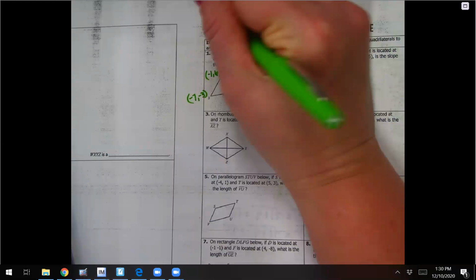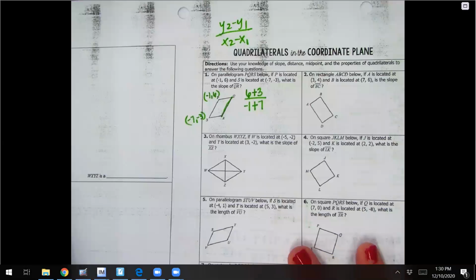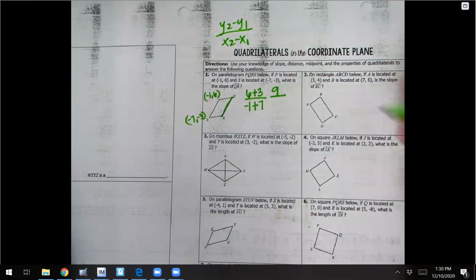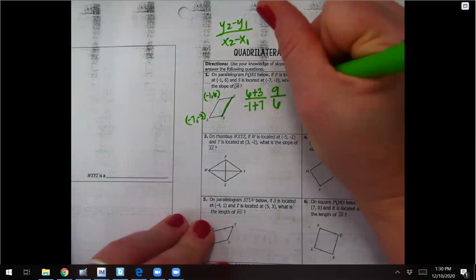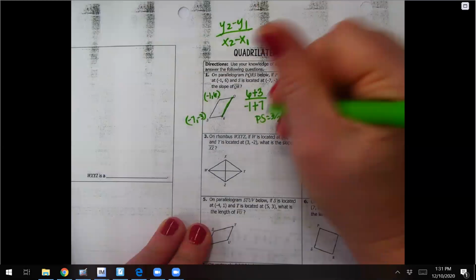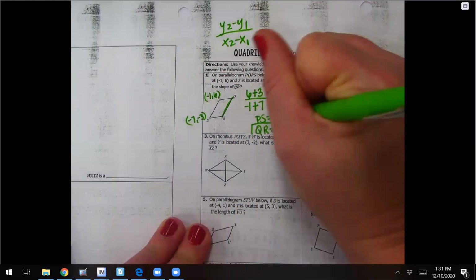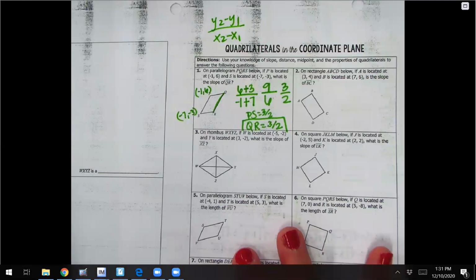Oh my goodness. So what's 6 plus 3? What's -1 plus 10? Can we simplify that? 9 over 9. So the slope of PS is 3 over 2. So what's the slope of QR? The same thing. They are parallel, so it's going to be the same. Number 2, on the rectangle. So we're dealing with a rectangle. If A is located at 3, 4, and B is located at 7, 6.